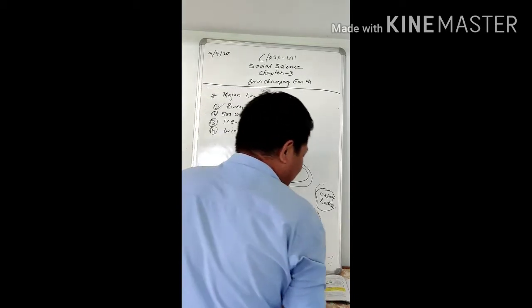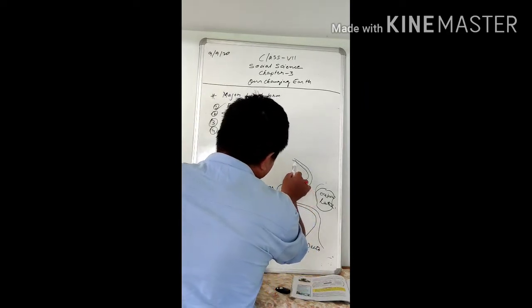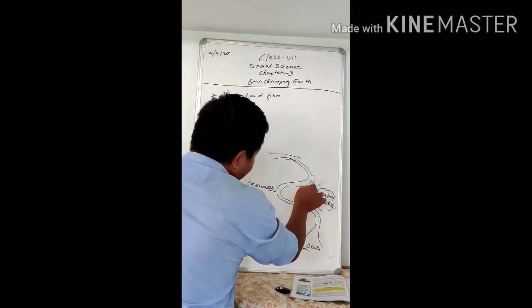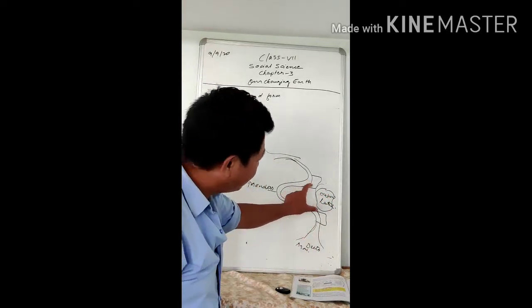When we refer to the Meander, it is this area where the river is curving. If it goes again like this, this area is supposed to be a Meander. So this makes a Meander there.